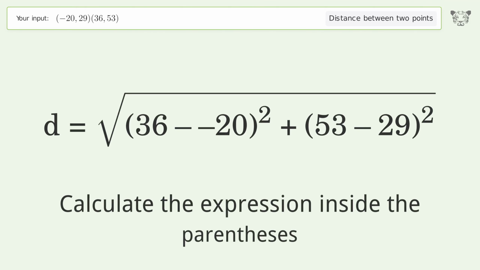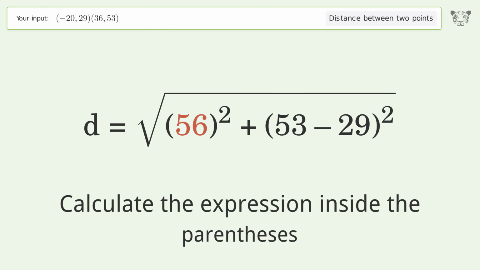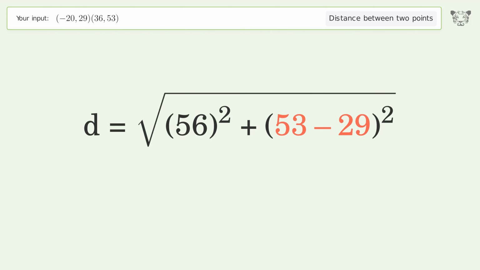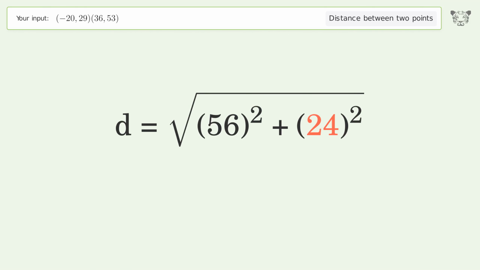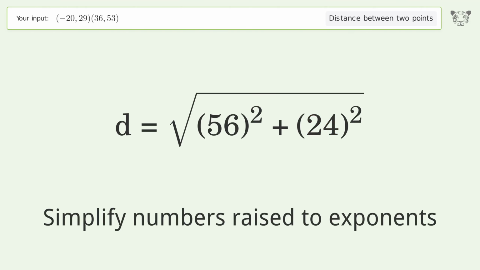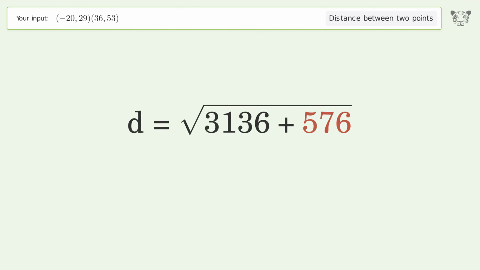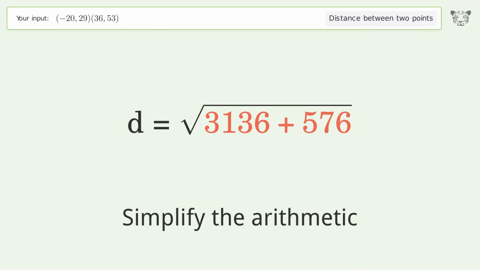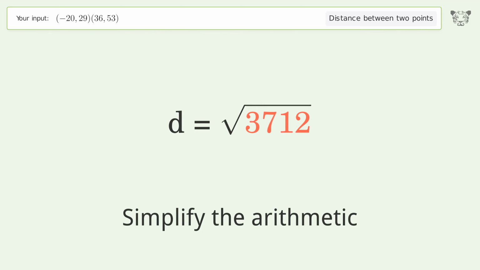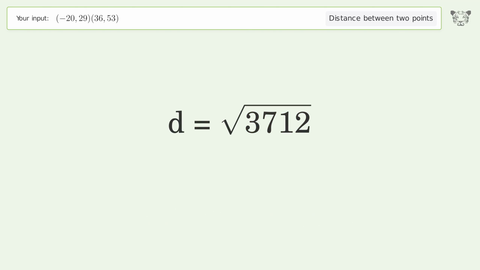Calculate the expression inside the parentheses. Simplify numbers raised to exponents. Simplify the arithmetic. And so the distance between the 2 points is the square root of 3,712 or 60.926.